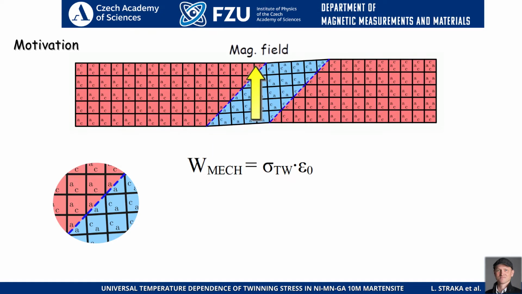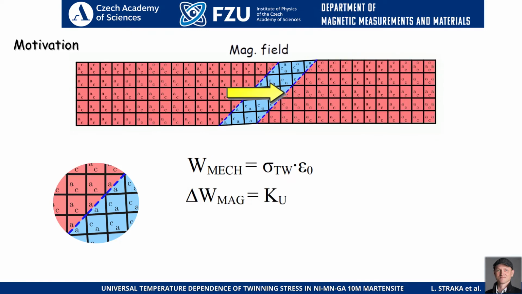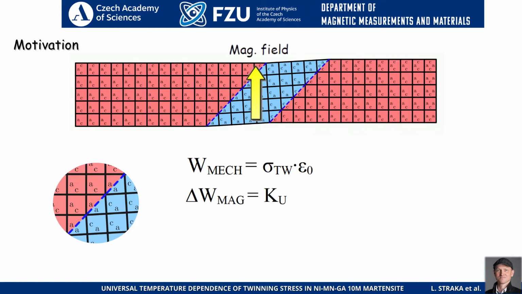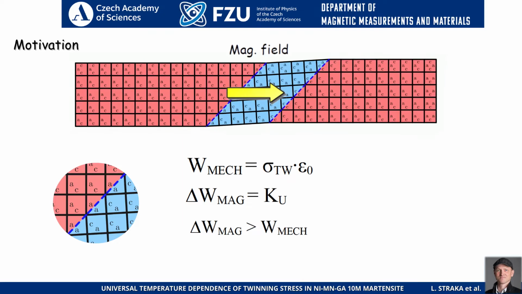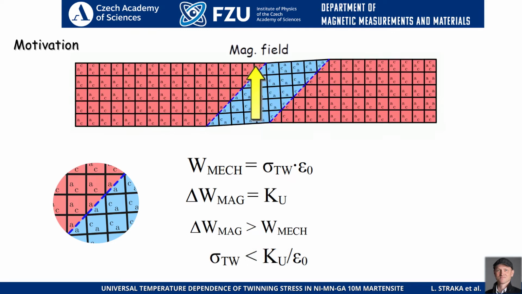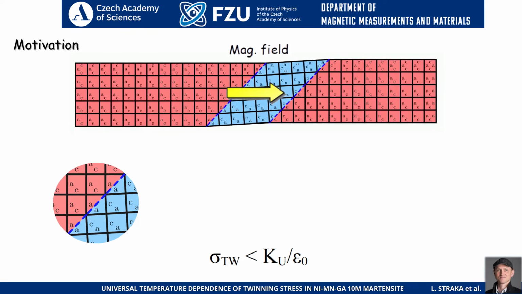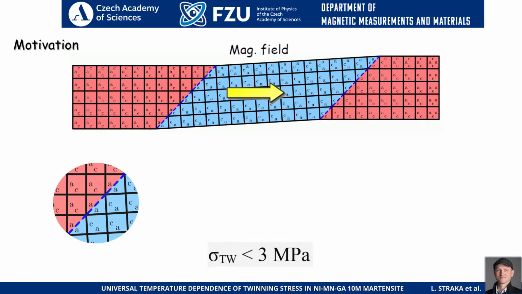We are limited in energy by magnetocrystalline anisotropy, or in other words, the magnetocrystalline anisotropy is the maximum magnetic energy which is available for the effect. And so we have a condition that this magnetic energy should be larger than mechanical energy in order that the effect can happen, and from that we have a condition for the twinning stress. So the twinning stress should be less than some value, and practically this value is 3 megapascals.